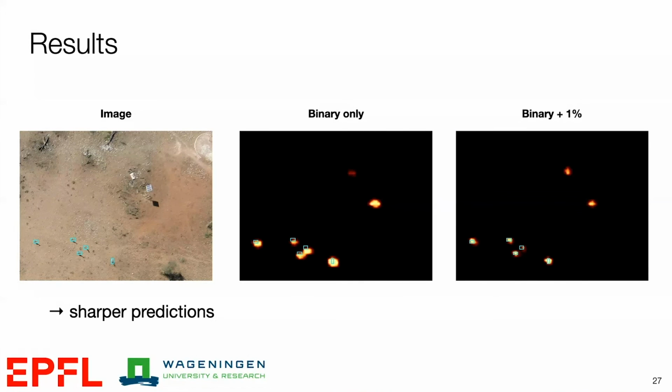This 1% also has some other effects. You can see here, if we only use binary ground truth, we get big circular blobs around the animals, which gives a lot of false positives. And we can sharpen these, make them more crisp by adding a bit of spatial supervision, which you can see on the right.